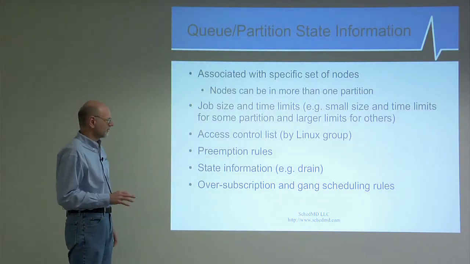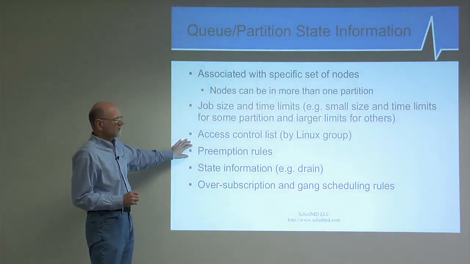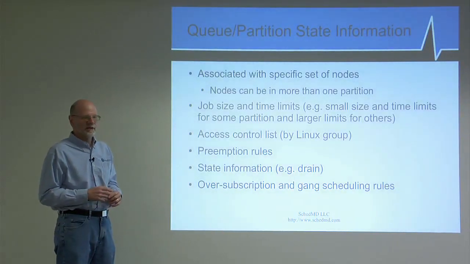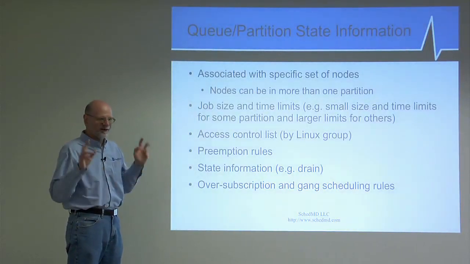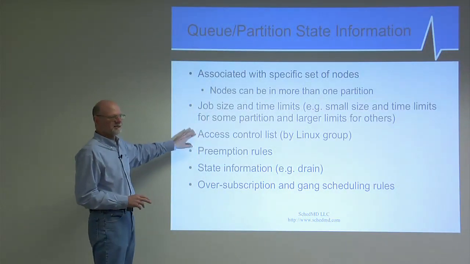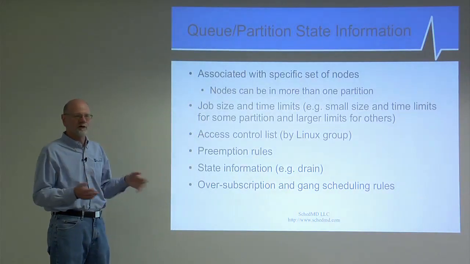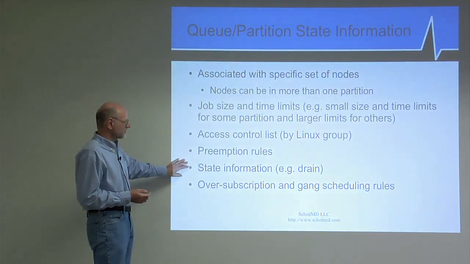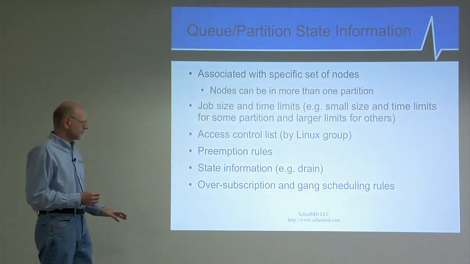Slurm also supports qualities of service, which I think I get into elsewhere, but a typical scenario is maybe you've got a standby queue for jobs that are of low importance, and if real work comes in, whatever qualifies as real work, you might have a preemption rule such that jobs in that standby queue can get re-queued whenever somebody else wants those resources. State information, which I think I go over in the next slide, and there are oversubscription and gang scheduling rules.